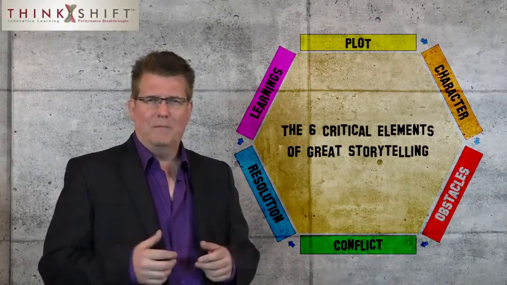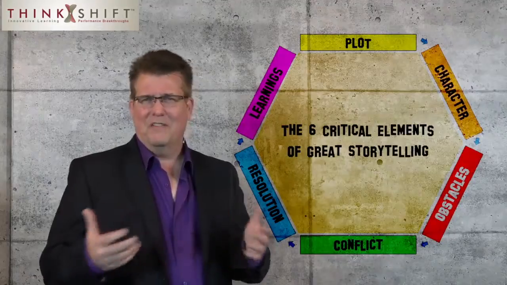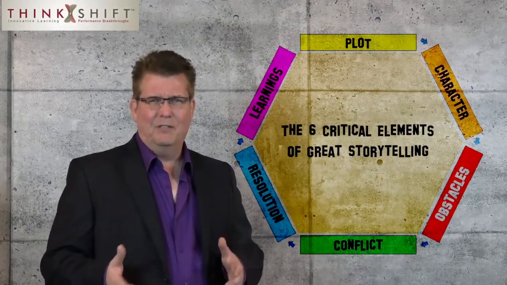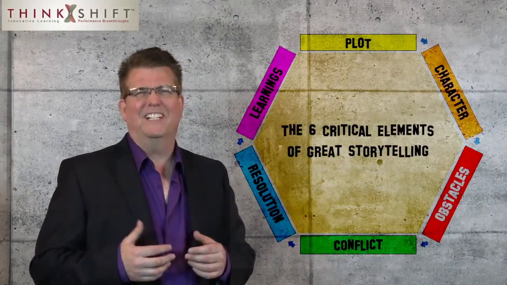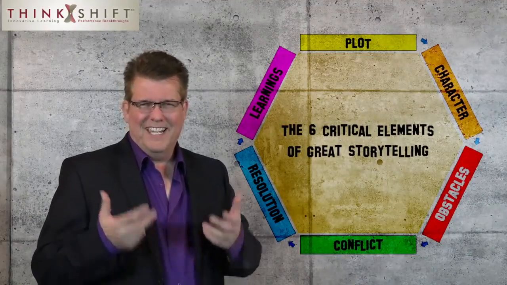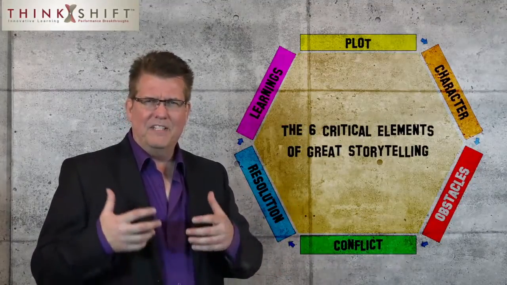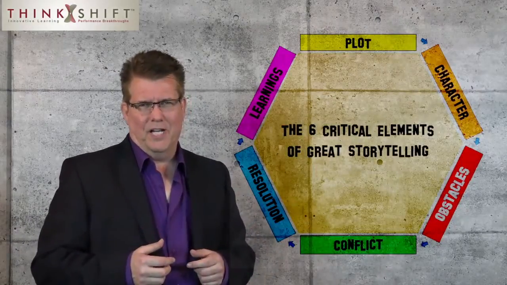Then we want to look at the obstacles. What are they up against? Are these obstacles internal or are they external? What's being placed in your character's way that's making it difficult for them to achieve the goal that they're after? Then we want to look at the conflicts. This is the juicy meat and potatoey stuff. What conflicts, internal psychological conflicts, external conflicts, are they up against? Are these conflicts formidable enough to want to take your audience along for the ride?